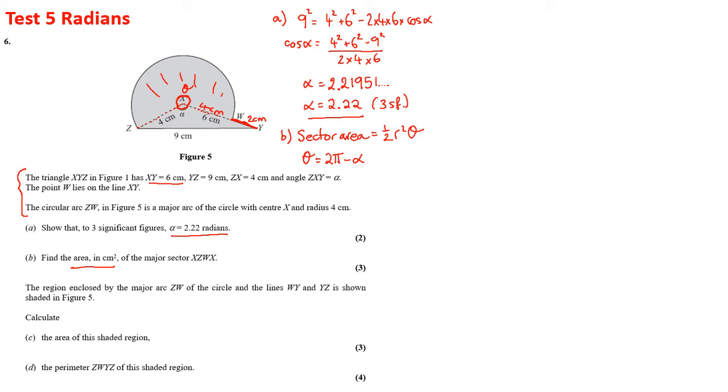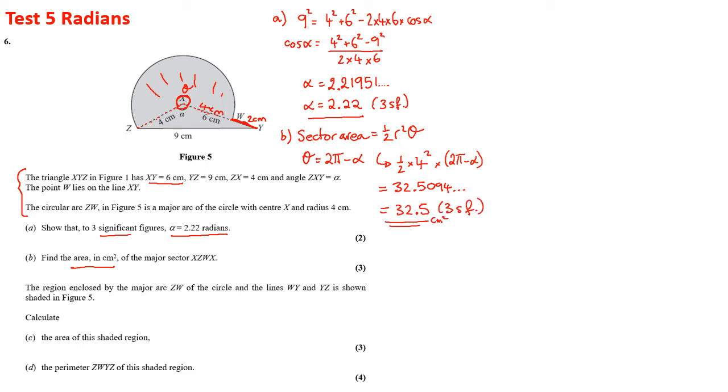Okay, so my sector area is a half times 4 squared times theta, 2 pi minus alpha. So we get 32.5094. It hasn't specified the degree of accuracy, so looking at the information we're given, maybe 2 decimal places or 3 SF, maybe 3 SF for our area as well. And of course that's centimetres squared.